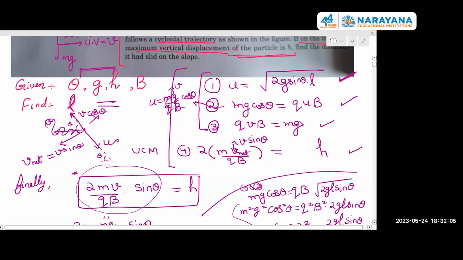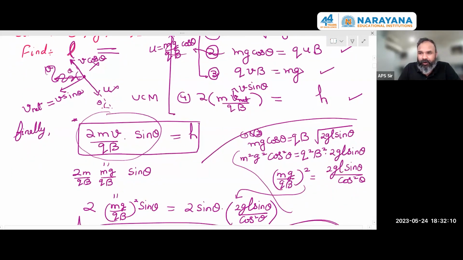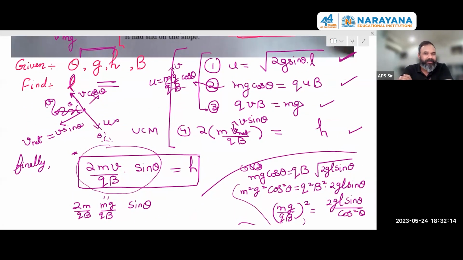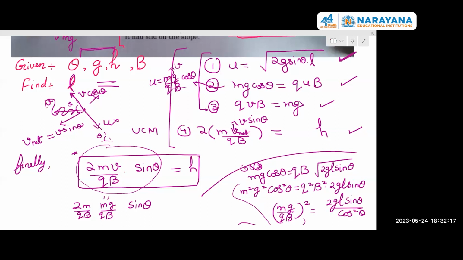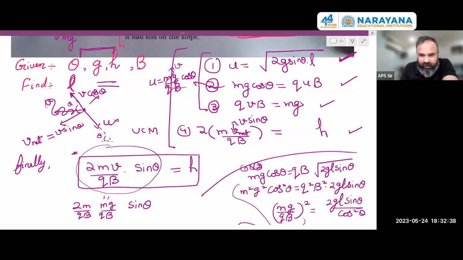Dimensionally, answer is not correct. Check the calculations. Are these 4 equations clear to you? I will check it again then. Okay, sir. Just check. U is the root of 2gl sine theta, that's fine. Mg cos theta is qub, that's fine. Qvb should be equal to mg, that is fine. Mv upon qb, so 2m, v sine theta upon qb, that should be h. So there is no issue in these 4 equations.